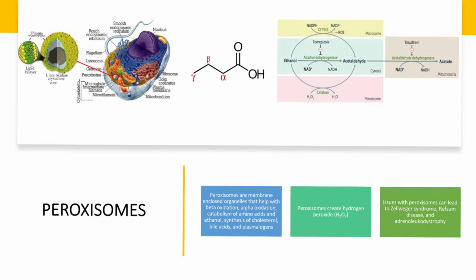Now, let's talk a little bit about the breakdown of amino acids and ethanol. But I'm not going to go super in depth because once again, they're a lot more complicated than is shown on this diagram. But I think it's sufficient to know that peroxisomes break down amino acids and ethanol, which is in alcohol. They are also involved in the synthesis of cholesterol and bile acids.